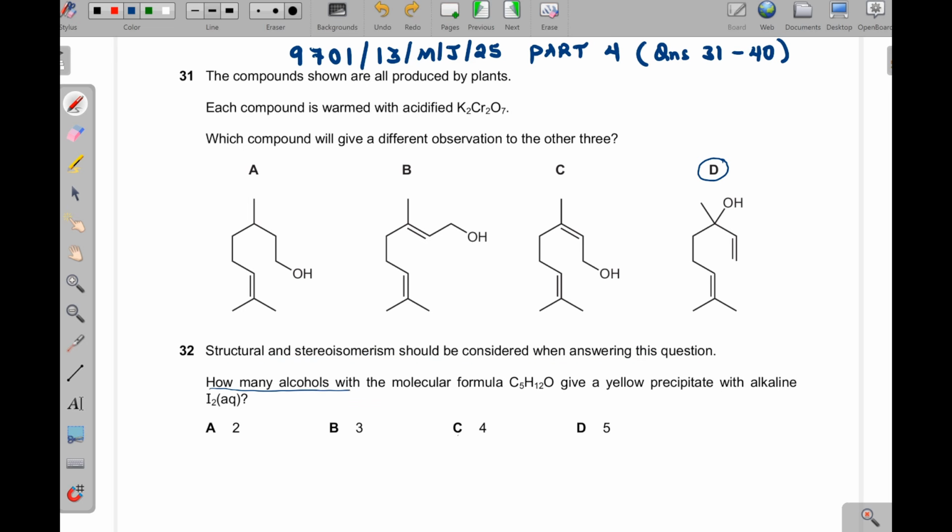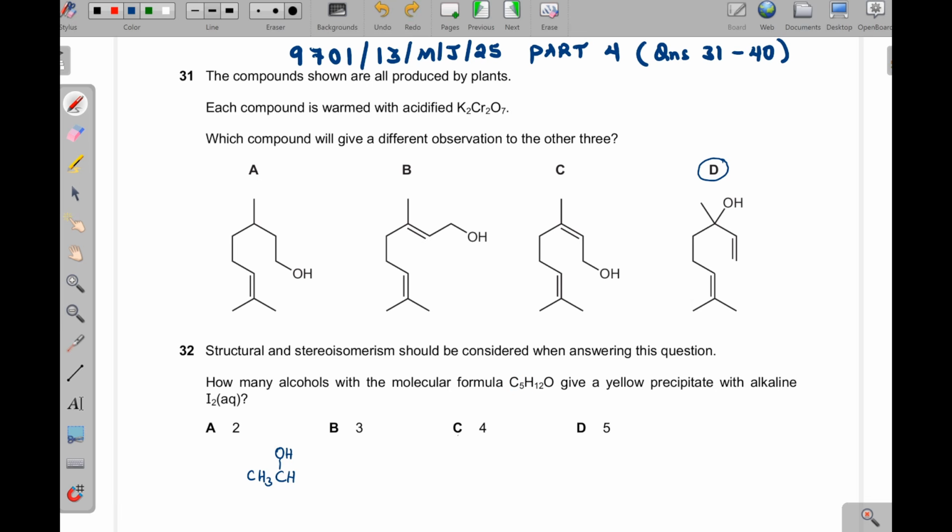They are asking how many alcohols with this molecular formula give a yellow precipitate with alkaline iodine solution. Now, with alkaline iodine solution, for an alcohol to give us a positive test, there has to be this group: CH3, CH, then OH. There has to be that group. These are how many carbons?